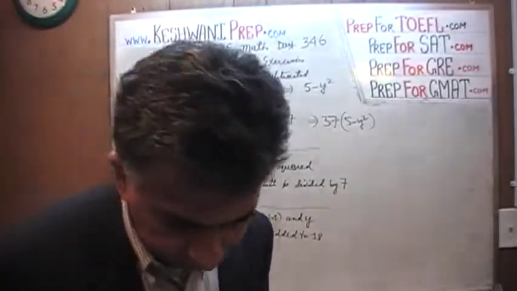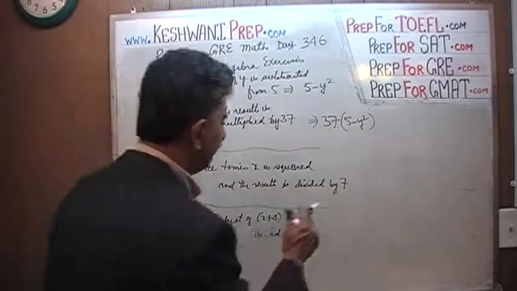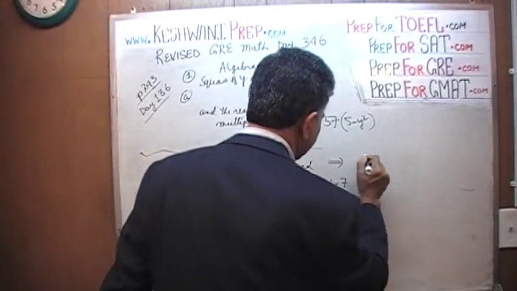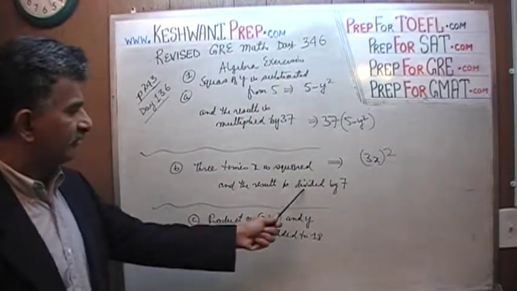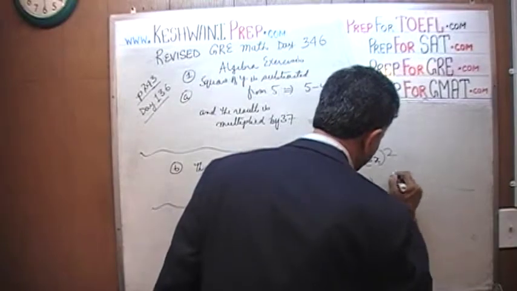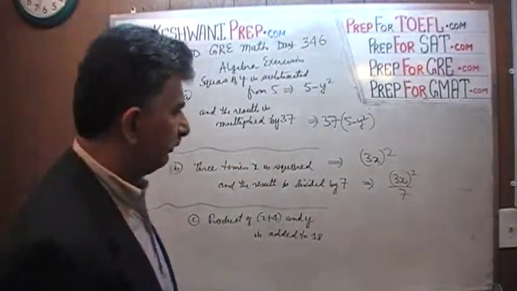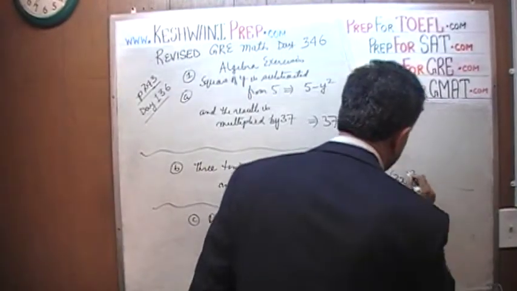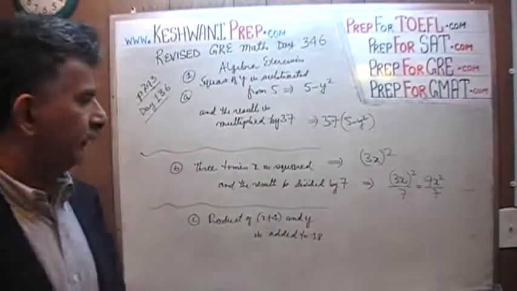That's all there is. Second one: 3 times x is squared, and the result is divided by 7. So we take our result, 3 times x is squared, and divide by 7. Again, if you want to open it up and simplify it a little more, 3 times 3 is 9, so we get 9x squared over 7.